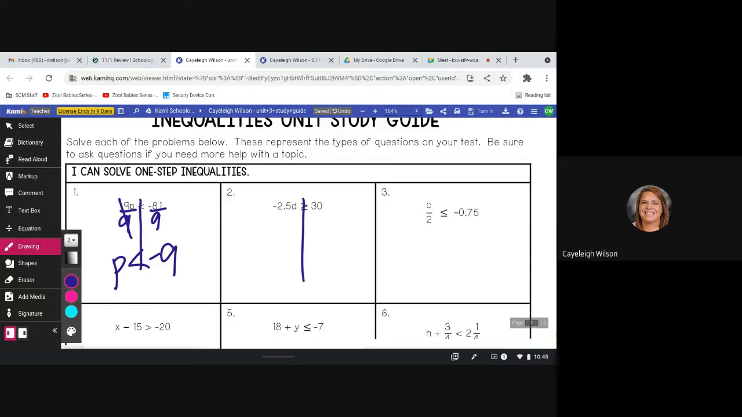All right, on number 2, though, I'm dividing by negative 2.5 because there's no operation in between the negative 2.5 and d. And I am going to flip my sign, because I am dividing by a negative 2.5. Okay, so that right there is the only difference between solving an equation and solving an inequality: if you multiply or divide both sides by a negative, the sign will flip. And you can just use your calculator there.